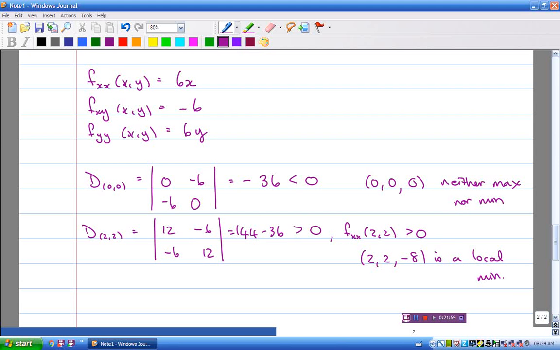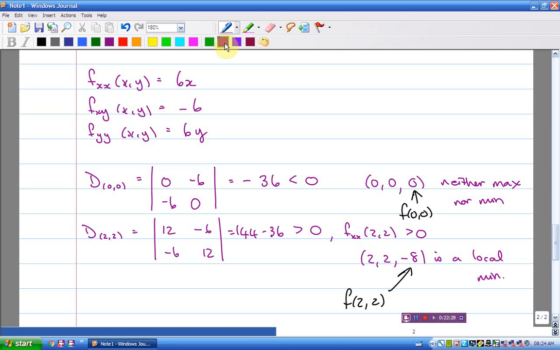Sorry. Yes. I plugged x equals 2 and y equals 2 into my original function. If you don't do that, it's all right. But I like to do it. I like to get the actual point on the surface rather than just the point in the domain. But just the point in the domain is good enough.